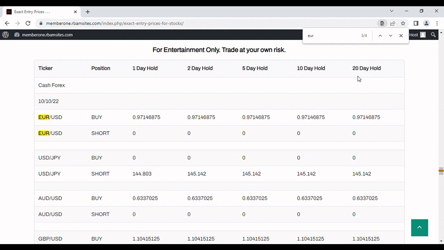The way this works is you get in on the column that you're interested in, and you get out worst case at a loss at the end of the trading days, 1, 2, 5, 10, and 20, or you take your profits as soon as you get them. These are all for entertainment purposes only. Obviously, you have to do your own research.